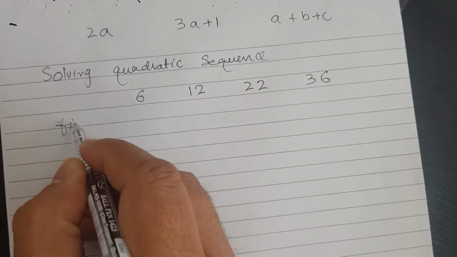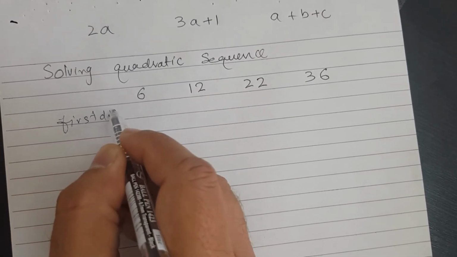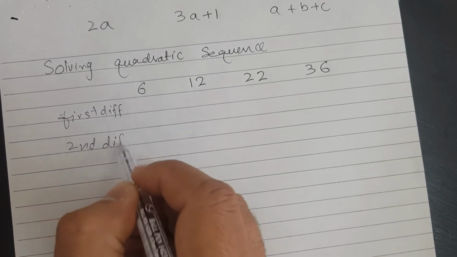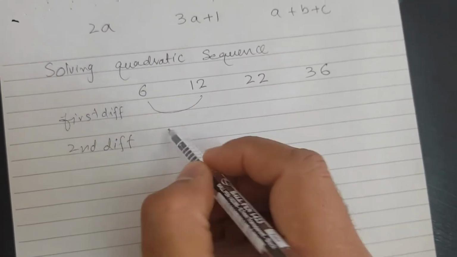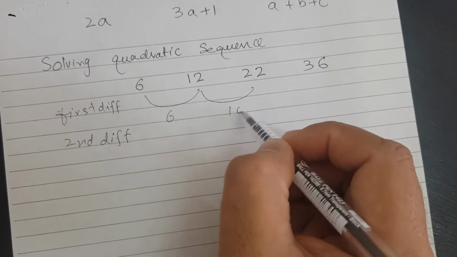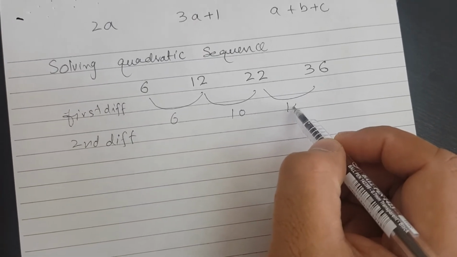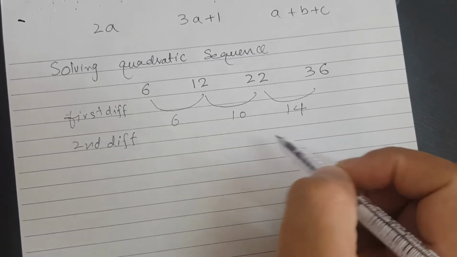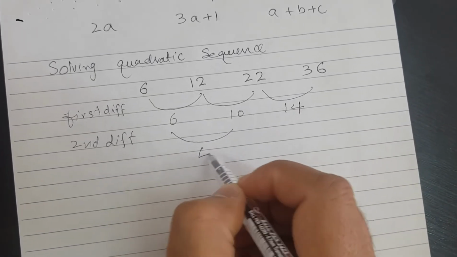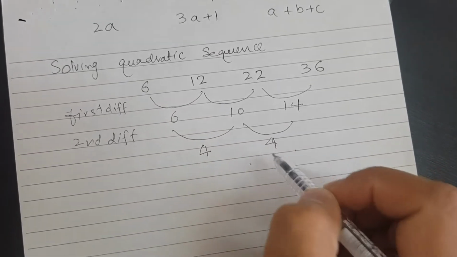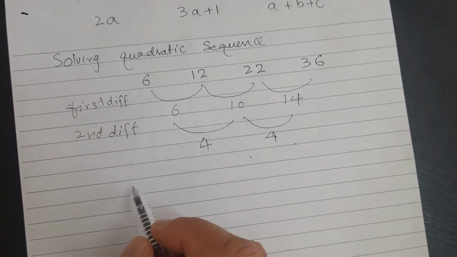So first difference, let me write down, first difference, and then second difference here. Okay, first difference is 6, then 10, then 14. And then the second difference will be 4 and then 4 again. Now I know that the second difference is 4, which means this is a quadratic sequence.